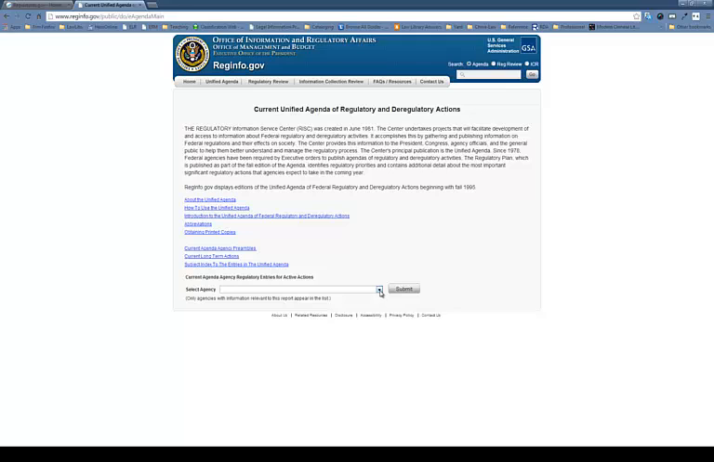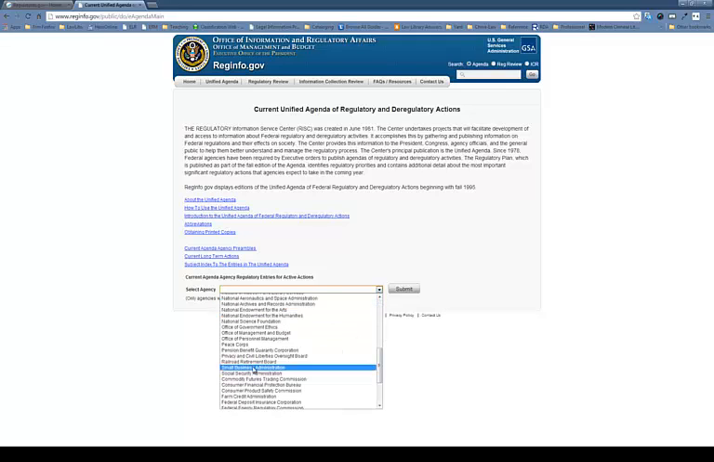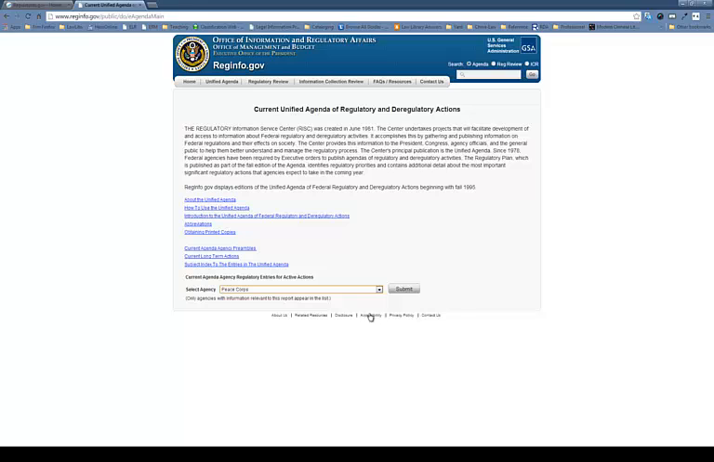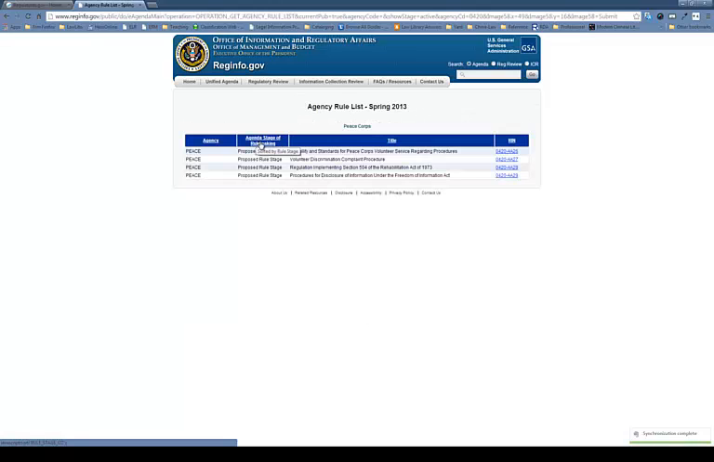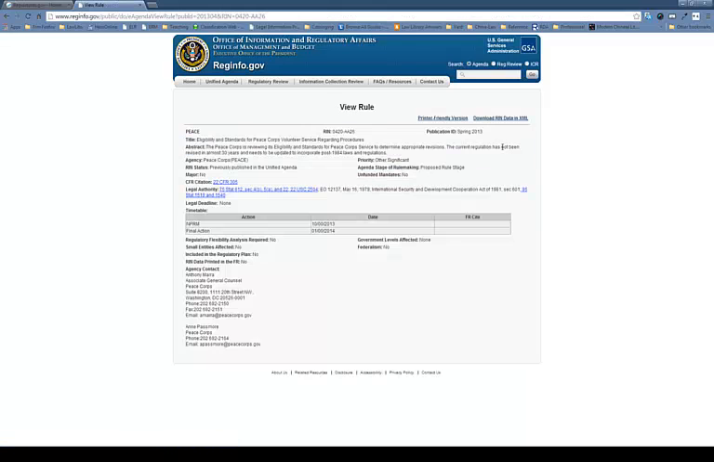Let's take a look at one. We're going to pick a simple one. We're going to look at the regulations for the Peace Corps. The table that we're looking at lists what stage in the process the rule is at, and all four of these are in the proposed rule stage, the title of the regulation, and then the RIN. The RIN is the Regulation Identification Number. And notice that each of those RINs is a hyperlink.